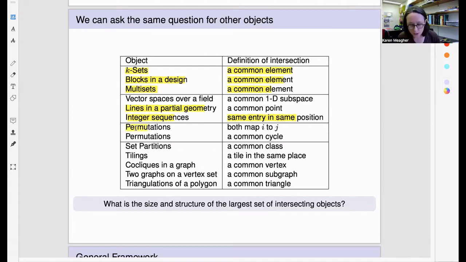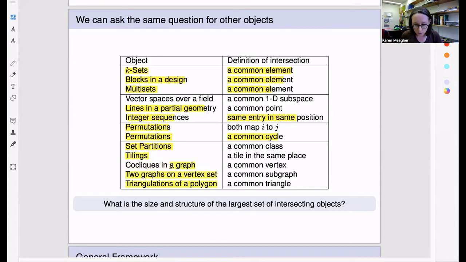We can look at permutations, and there's more than one way to think about permutations being intersecting. You could see permutations as mapping i to j, so if they both map a common i to this common j, then they're intersecting. Or maybe they have a common cycle: if you take your permutation and write it in cycle structure, they're intersecting if they have a common cycle. We can do set partitions and tilings. Say we take a chessboard and we take 2x1 domino tilings and lay them down. They're intersecting if you have a tile in the same orientation in the same position.